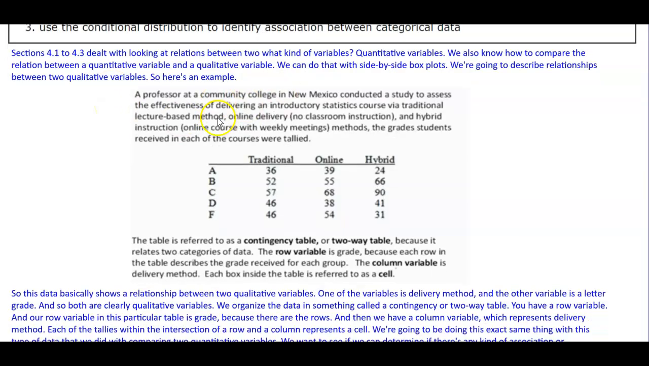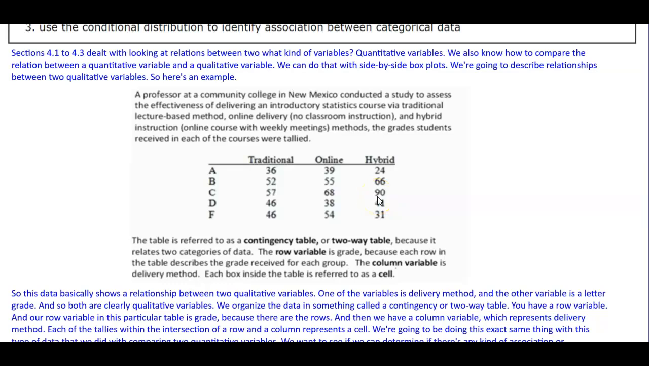So here's an example. A professor at a community college in New Mexico conducted a study to assess the effectiveness of delivering an introductory statistics course via traditional lecture-based method, online delivery, which is no classroom instruction, and a hybrid instruction, which is an online course with weekly meetings. And the grades students received in each of the courses were tallied.